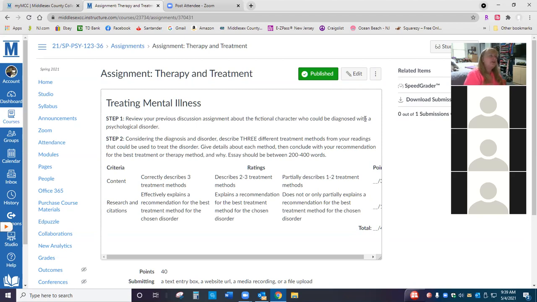I'm trying to remember some of your others. Somebody from SpongeBob, Squidward, I believe, was mentioned. So there were a few of them. And I think Rapunzel from Tangled, I'm trying to remember them all, but you're going to write about that fictional character and write 3 different treatment methods. Coolio?